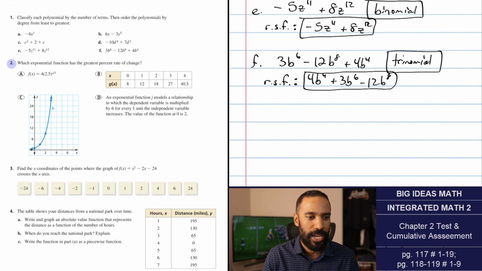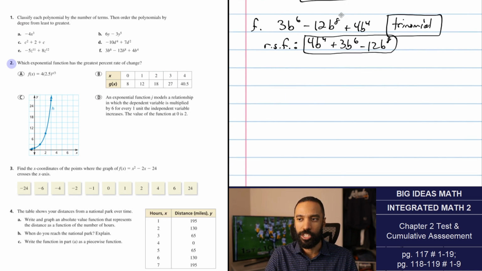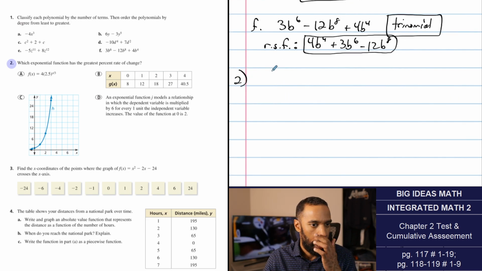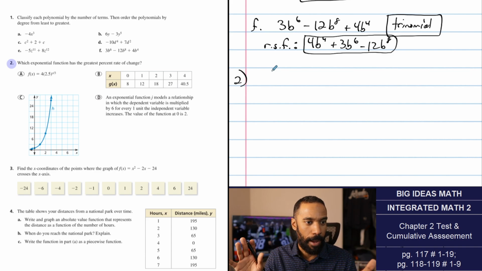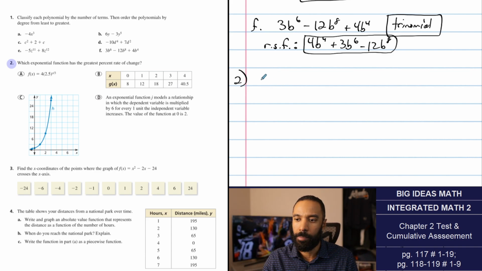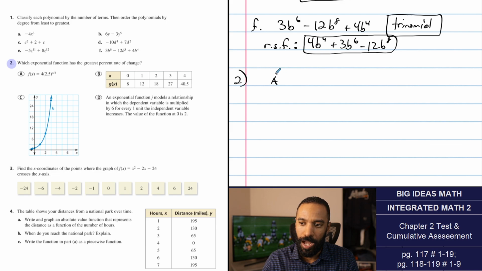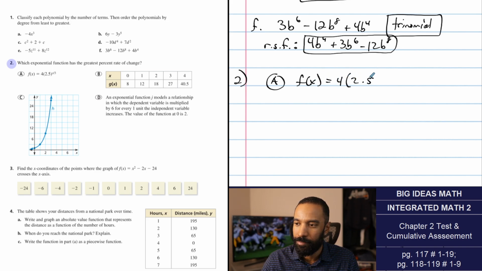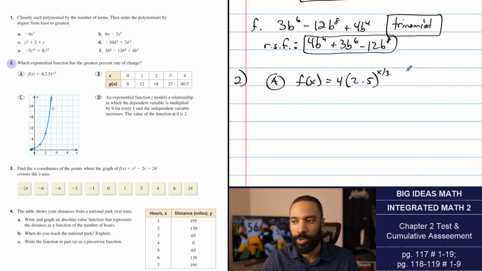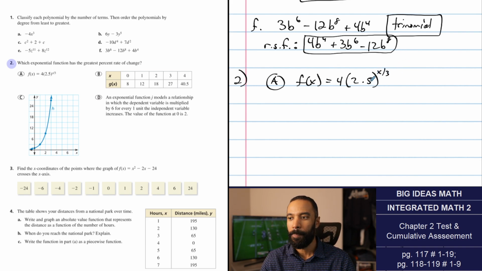Number 2, which exponential function has the greatest percent rate of change? So this is out of chapter 1. There are 4 options, A, B, C, and D. So in selection A, we have f of x equals 4 times 2.5 to the x over 3 power. Okay, I might need a calculator for this, it looks like.